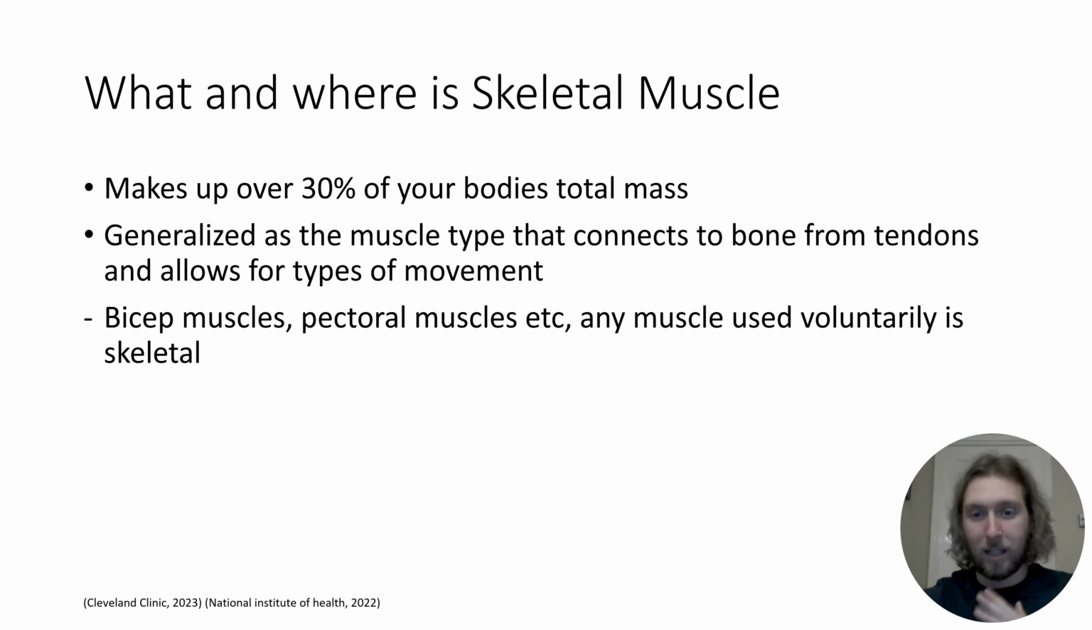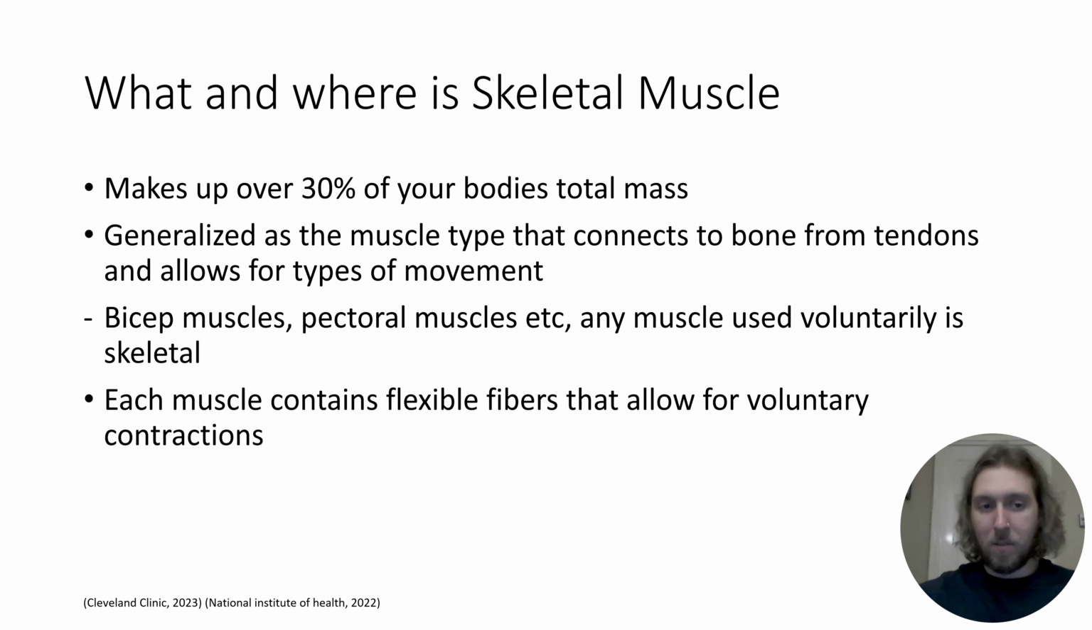However, it's not only limited to those muscle groups. You can also think of muscles in your mouth when you're chewing, or the muscles in your chest that help it expand when you inhale, or the muscles in your back that keep it up straight, that help with your posture. These are all skeletal muscles. Each muscle contains flexible fibers that allow for this type of voluntary contraction.